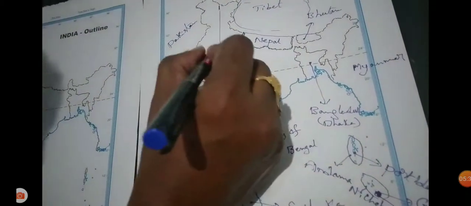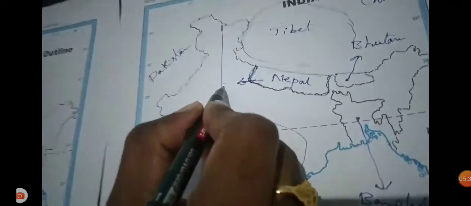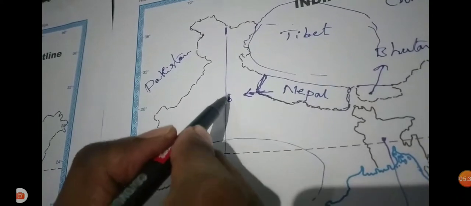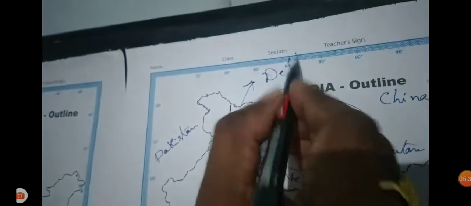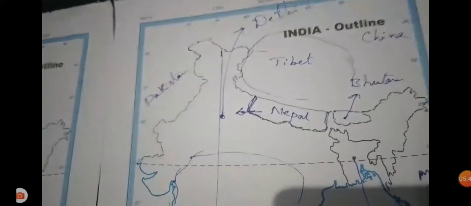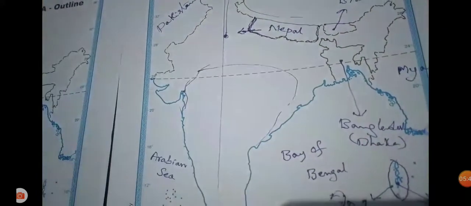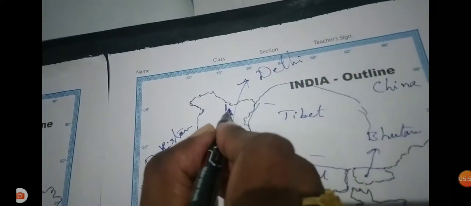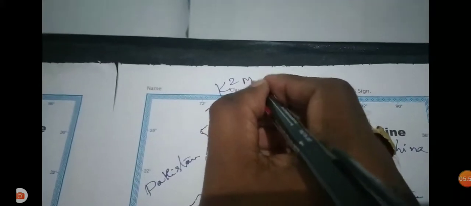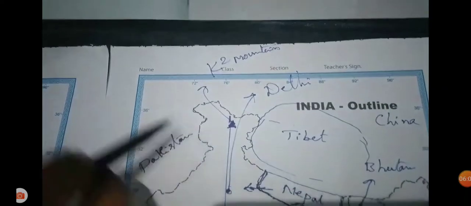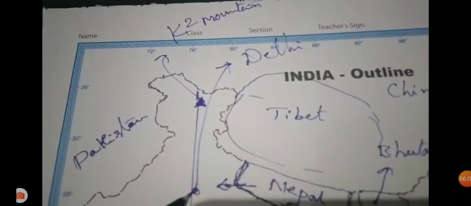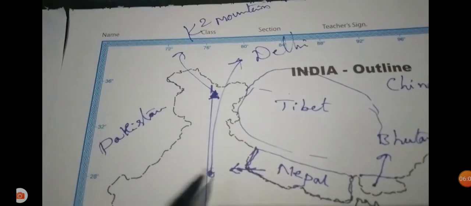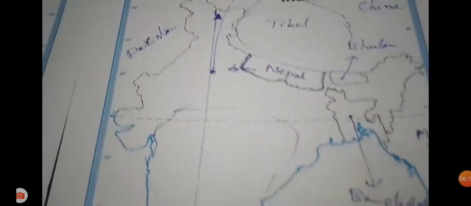On the straight line, some points we can identify. The exact center of India is New Delhi, the capital of India. So, with one straight line from Kanyakumari, we can identify some locations. Here we have found the K2 mountain, one of the largest mountains in the Himalaya. This one is New Delhi, Delhi, which I have already noted.